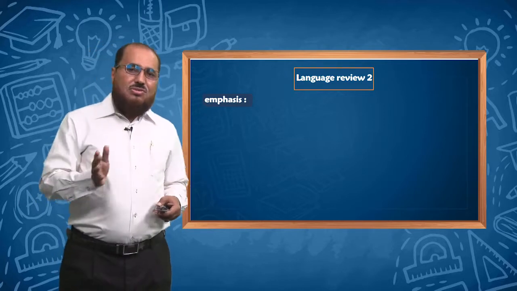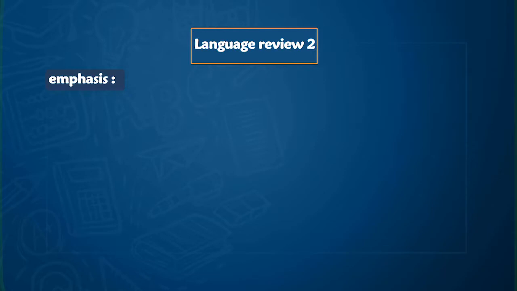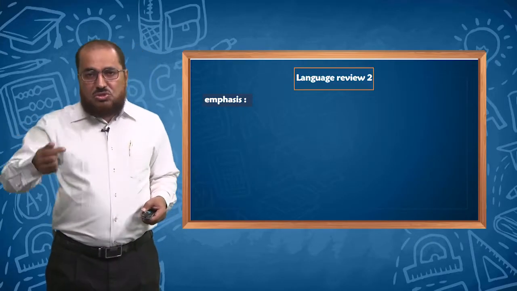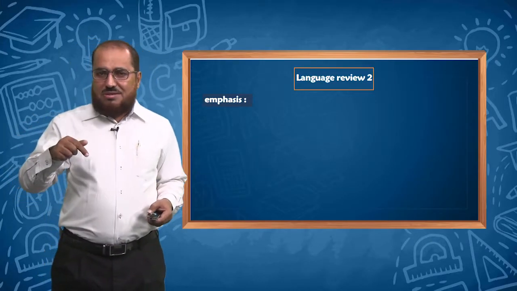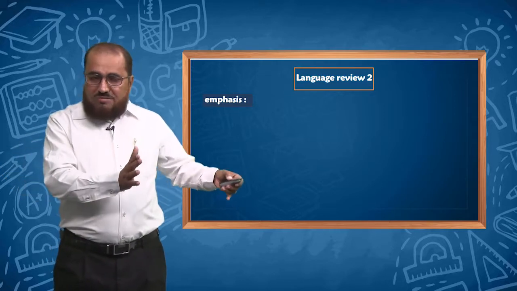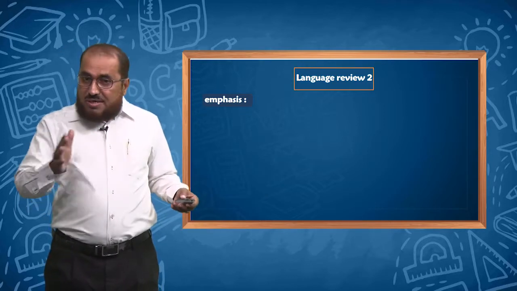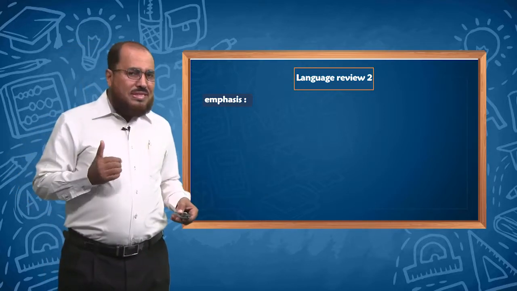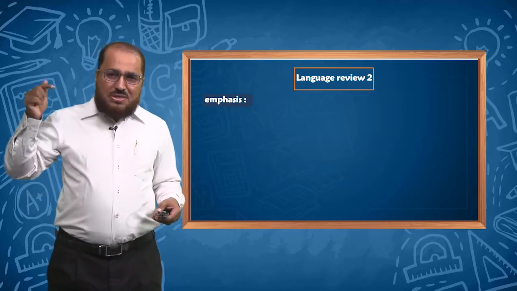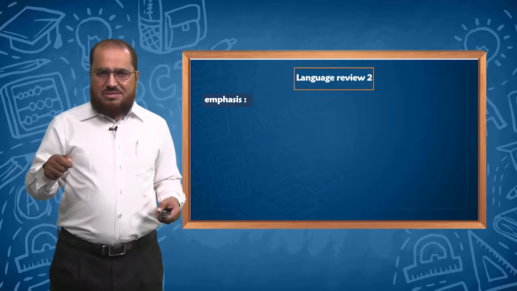Something related to the description here in language review too. It's called emphasis. Emphasis: to emphasize something in your description, to make it stronger, to stress it. Now we have already learned how to order the adjectives. Now let's know something more: how to strengthen our adjectives, how to confirm them. Okay?